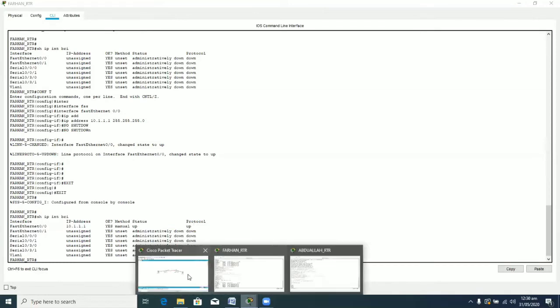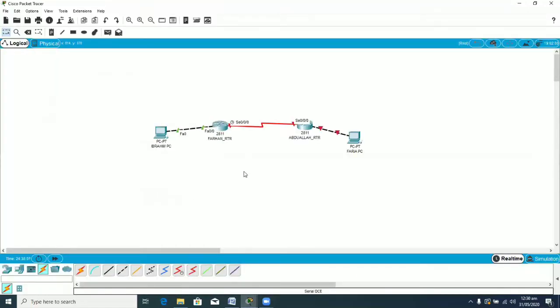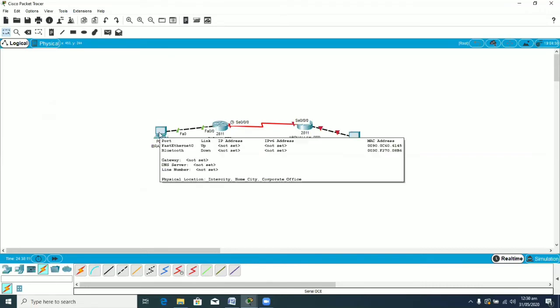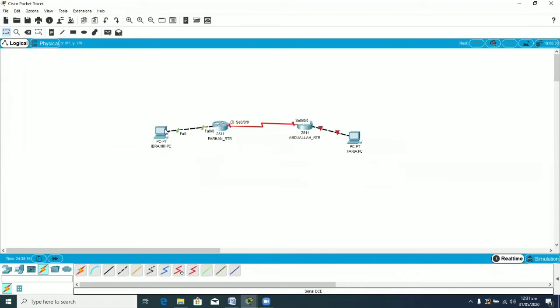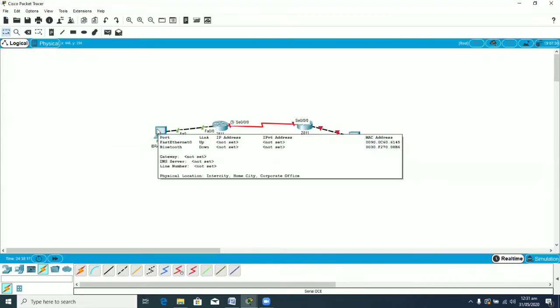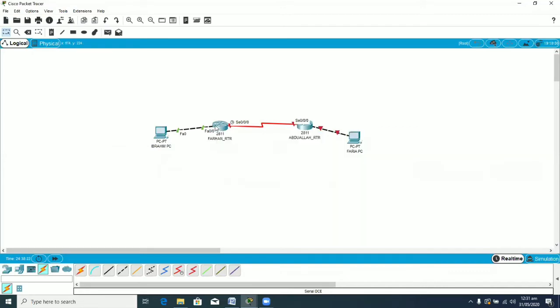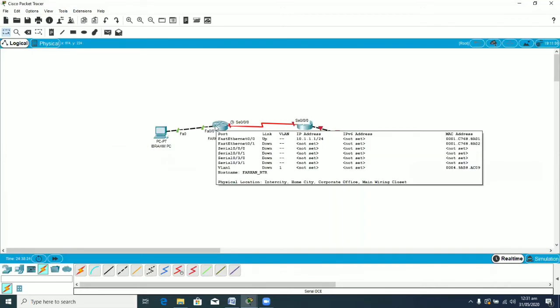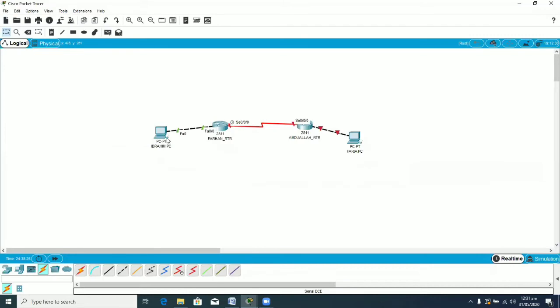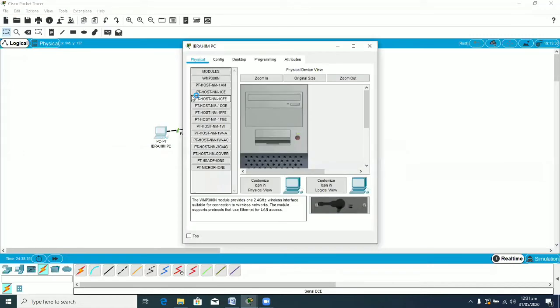And now if I want to have some ping working, then the Ibrahim PC will also have to be provided with an IP address, because the interface FastEthernet 0/0 is up, but the IP address is not present on the PC, so it will not be working. And at this FastEthernet interface, you have configured the IP address 10.1.1.1. So at the Ibrahim PC, an IP from the same subnet should be provided. Let's say 10.1.1.2 will be given to it.